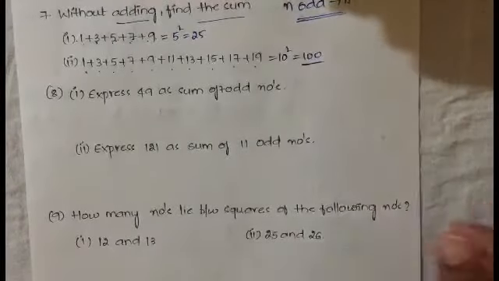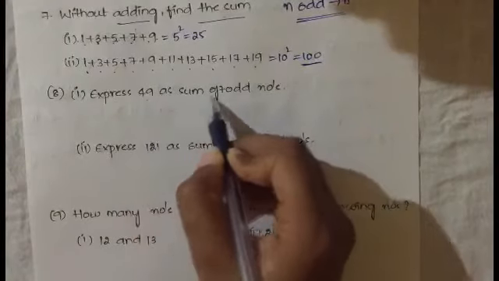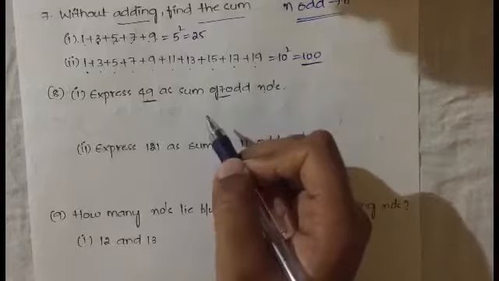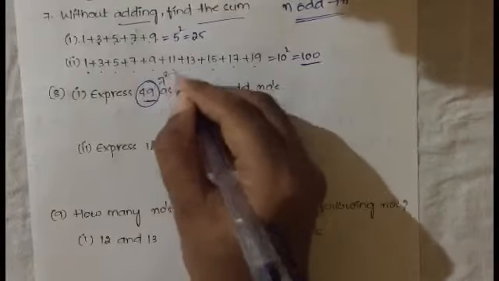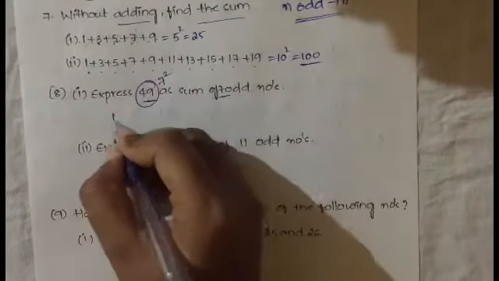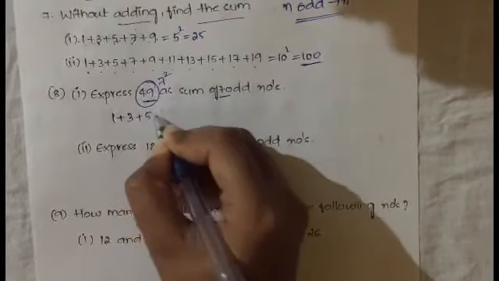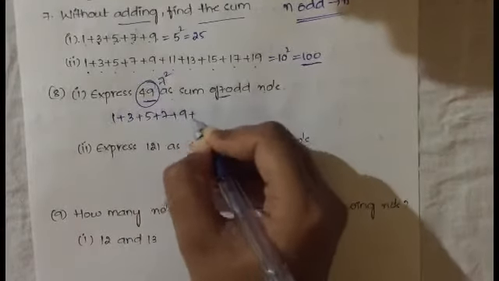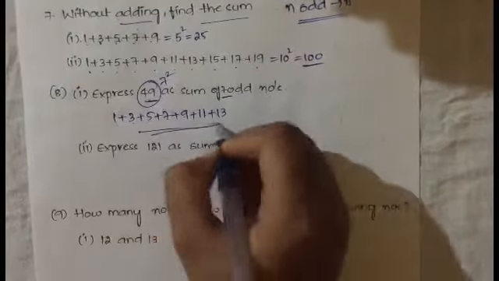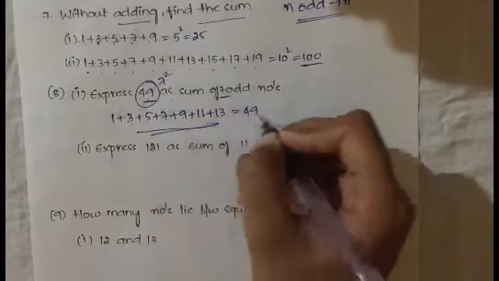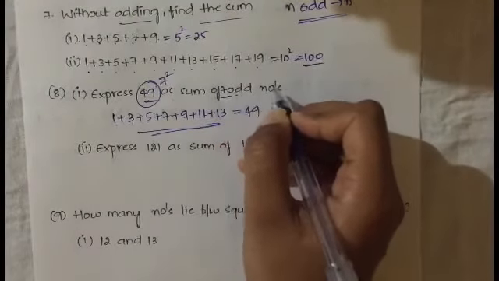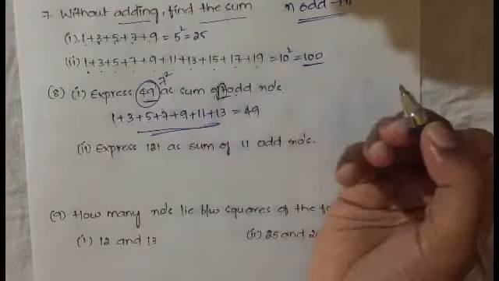Now, 8th question. In the 8th question, he is asking to express 49 as the sum of 7 odd numbers. 49 is 7 square, right? You can write it as the sum of the first 7 odd numbers. 1 plus 3 plus 5 plus 7 plus 9 plus 11 plus 13. So the sum of 7 odd numbers is equal to 49. You can check if you want, because he is asking us to express it as odd numbers and that too only 7 odd numbers.